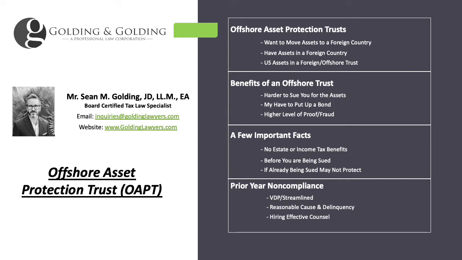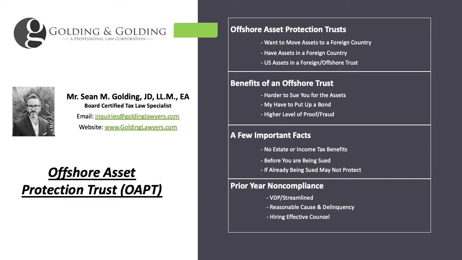In general, offshore asset protection trusts are very complicated. It's a complex area because it involves foreign countries that typically are considered tax havens or jurisdictions where there's no treaty or where it's known that people move their assets to try to keep them out of the reach of the U.S. government. So with offshore asset protection trusts, there's three different common scenarios.